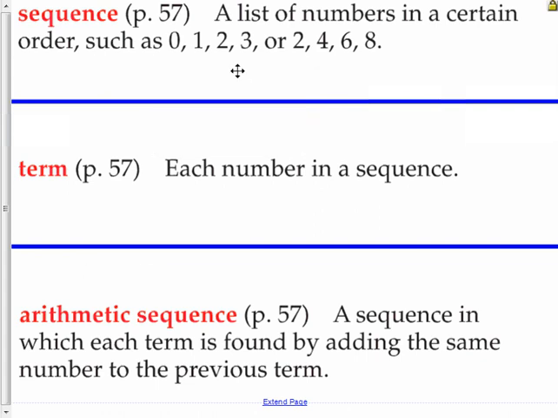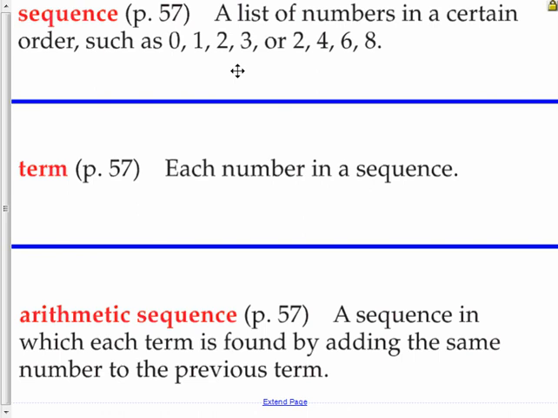Here we're going to work with sequences and look for and describe patterns and use those patterns to predict what the next numbers will be. All right, first of all, a sequence is any list of numbers that has a set order to it. For example, 0, 1, 2, 3 is a sequence. It goes up by 1. 2, 4, 6, 8 is a sequence because it goes up by 2. Any list of numbers that has a certain pattern to it is a sequence.